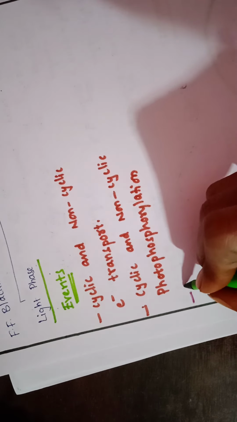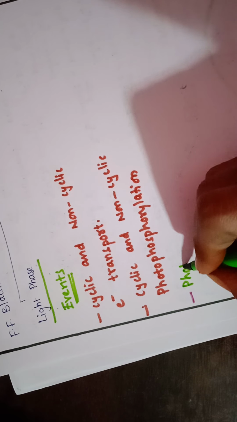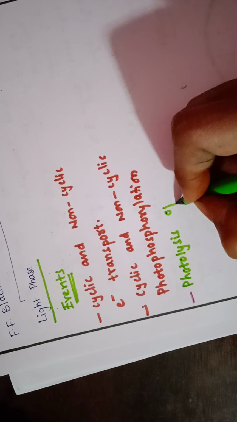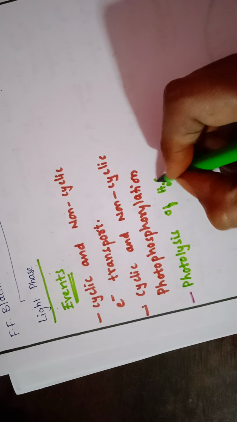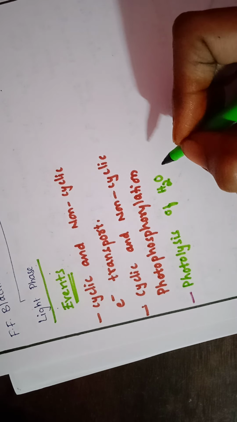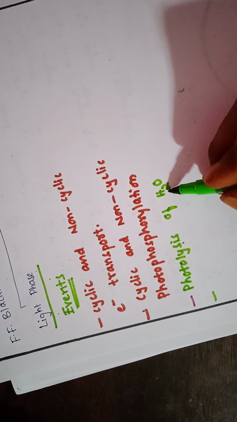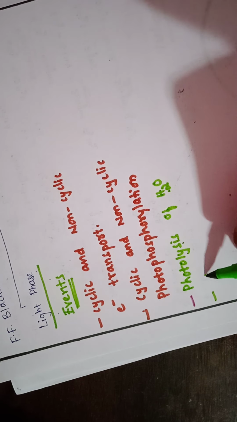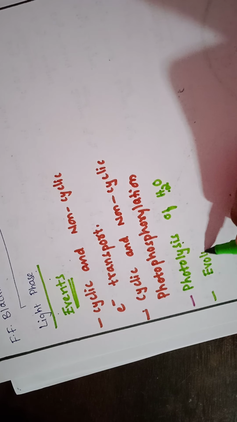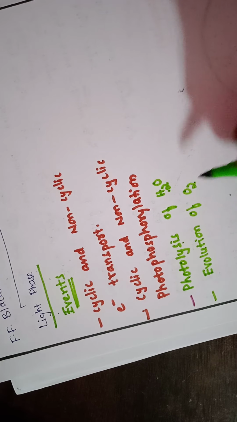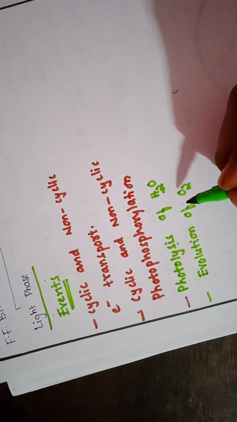In the previous class we studied that breakdown of water in the presence of sunlight is called photolysis. So photolysis of water occurs, that is, splitting of the water molecule occurs. This results in the evolution of oxygen. Oxygen is released during this process.